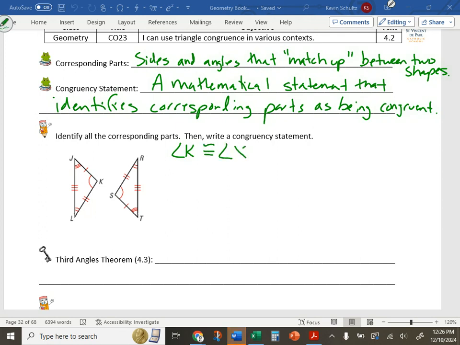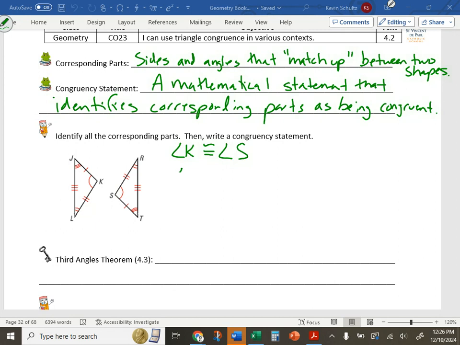The lines. Okay? Angle K is congruent to angle S because they're both marked with one arc, right? If you'll notice, this second shape is kind of rotated, turned, flipped, whatever happened to it, but K and S match up. And they match up because they're the same measure, and we know that because they are both arced with a single arc. Okay?